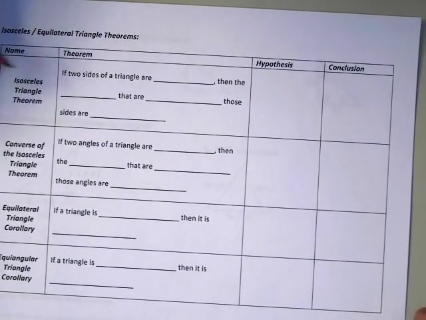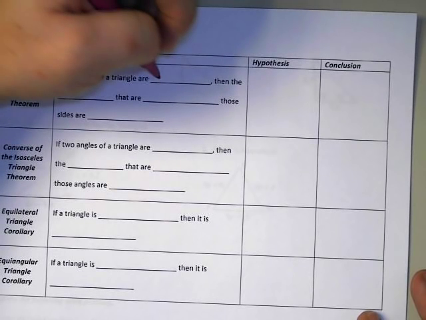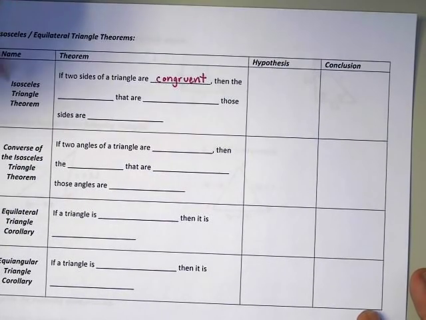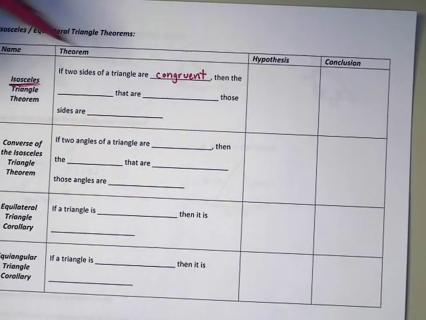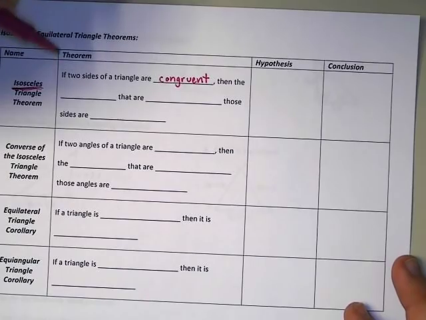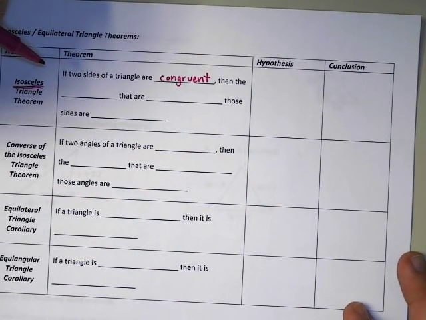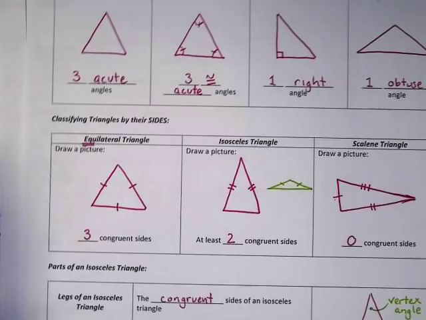So the first theorem: if two sides of a triangle are congruent, I knew that because I'm talking about isosceles triangles, and so I know that two sides are going to have to be congruent. So if two sides of a triangle are congruent, then the blank that are blank, those sides are... Oh, okay. Let's go back to our old picture for a second.